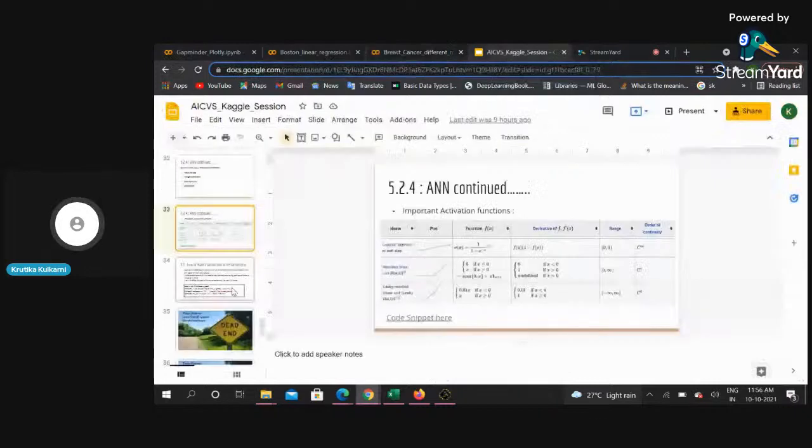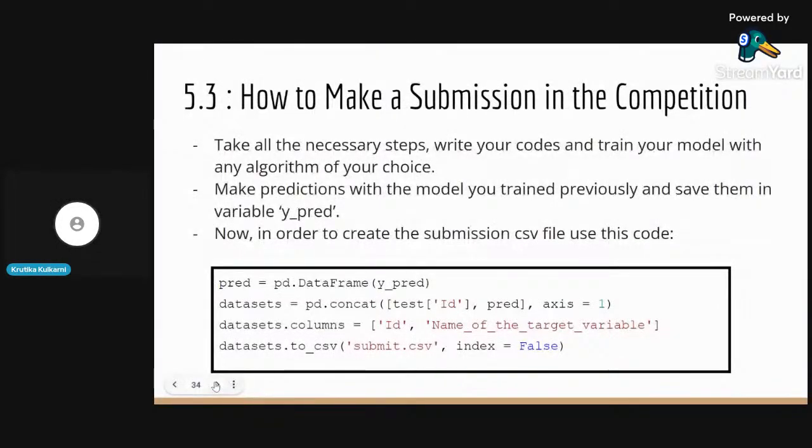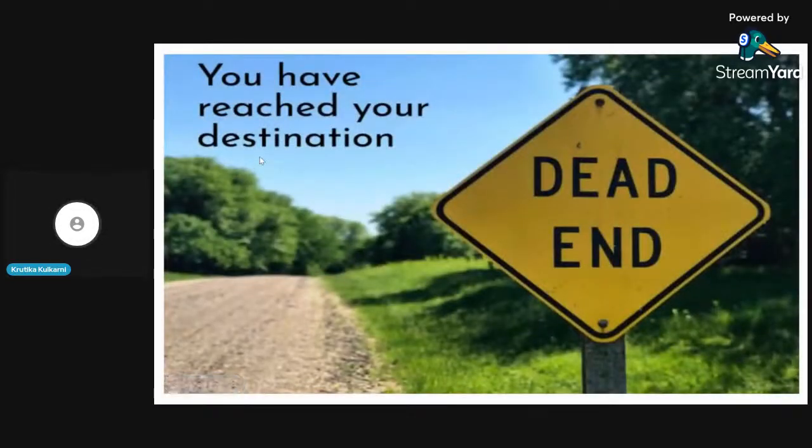So yes, that was pretty much about it. We looked into making a submission, and that was all I had for you today. So congratulations, you've reached your destination. We just started this journey down the Kaggle lane like 50 minutes ago, and now I think I have given a brief high-level overview of all the different techniques and tools that you can leverage for creating your machine learning models. However, one thing wrong with this picture is that this dead end thing is written.